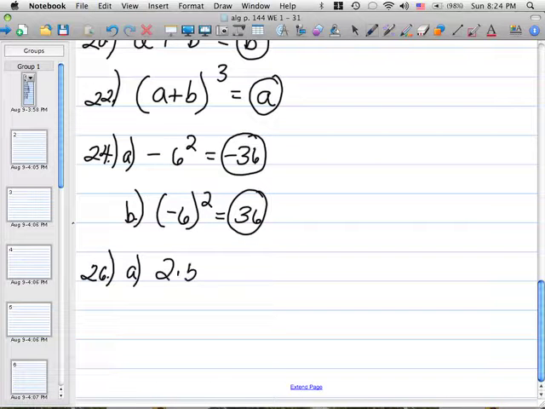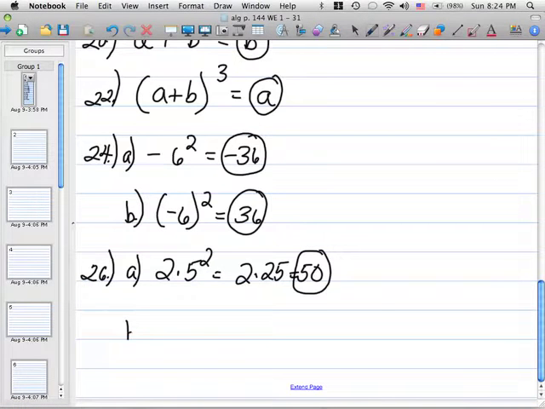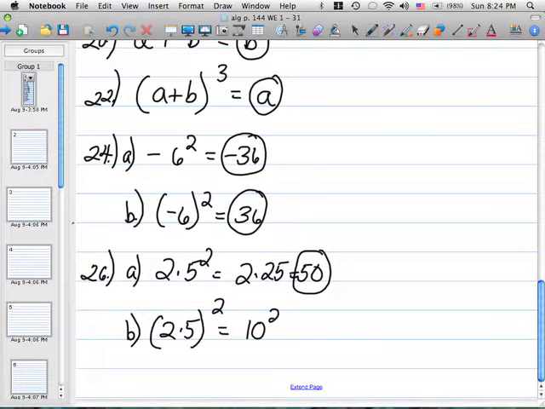26a, 2 times 5 squared. We do the power first, so that's 2 times 25, which is 50. Remember PEMDAS, parentheses, then powers, then multiplication, division. And last, addition, subtraction. B, they use parentheses. They put the 2 and the 5 together in parentheses and then square. So we do grouping symbols first. That's 10. And square that. 10 times 10 is 100.